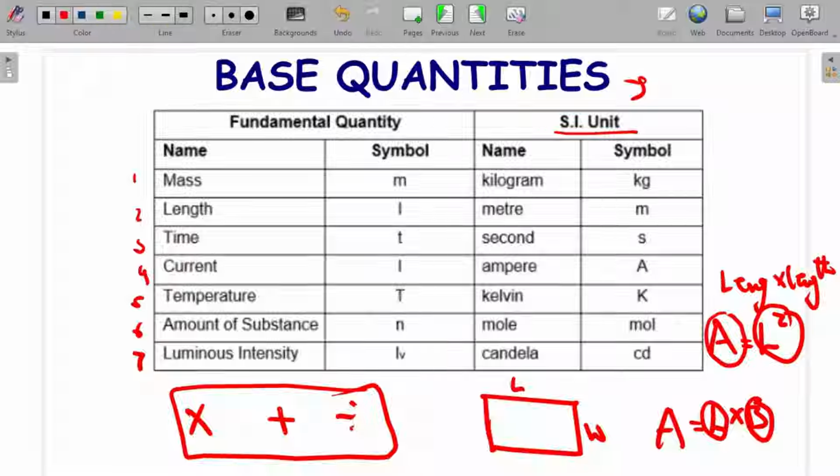Sometimes you find that they're using units of measurement such as feet for length, like 6 feet tall. But the SI unit for length is the meter. So those are the SI units of measurement.